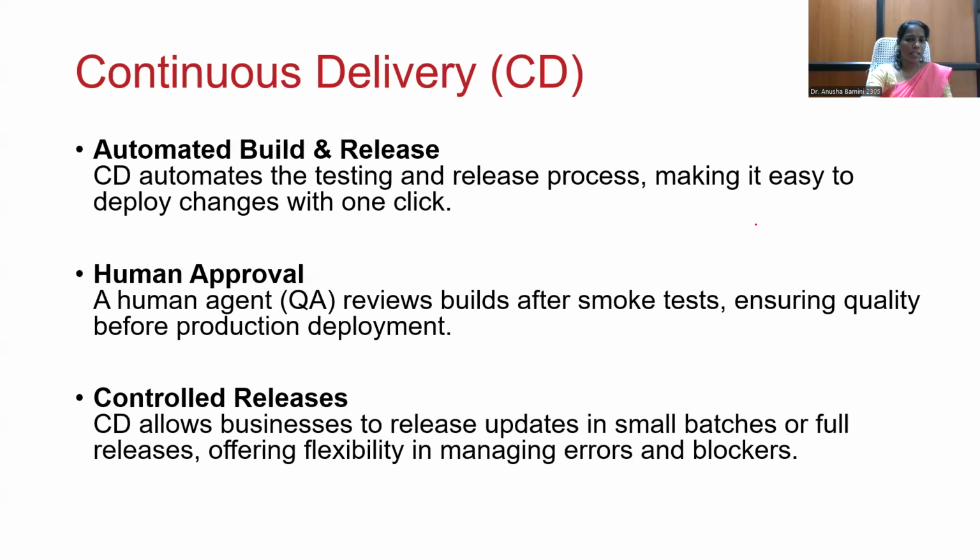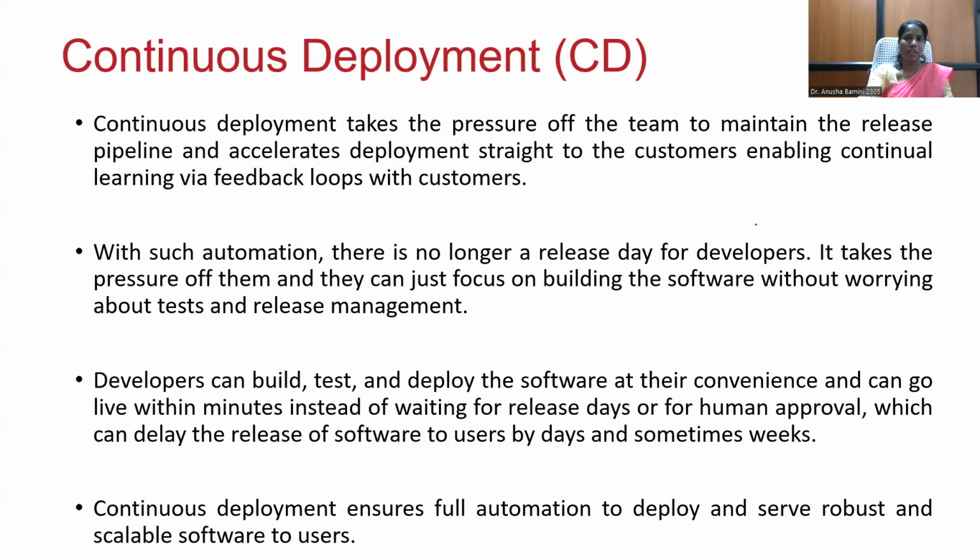Then in controlled release, CD allows the business to release updated small batches before the release. Batch by batch, code by code, we are testing and releasing the code. That is called continuous delivery. The final step is continuous deployment. This ensures full automation to deploy the entire service. Deploy the entire robust code to the end user. That is called continuous deployment.